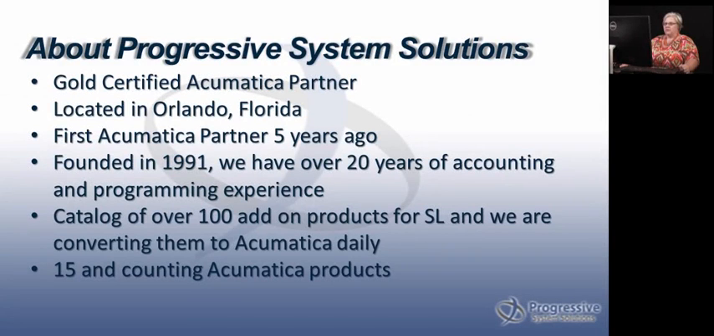Progressive System Solutions is a gold-certified Acumatica partner located in Orlando, Florida. We were the first Acumatica partner and started with them nearly 5 years ago. We were founded in 1991 and have over 20 years of accounting and programming experience. Currently, we have a catalog of over 100 add-on products for ERP systems, and we're converting them to Acumatica. We have over 15 products and are daily adding new products.